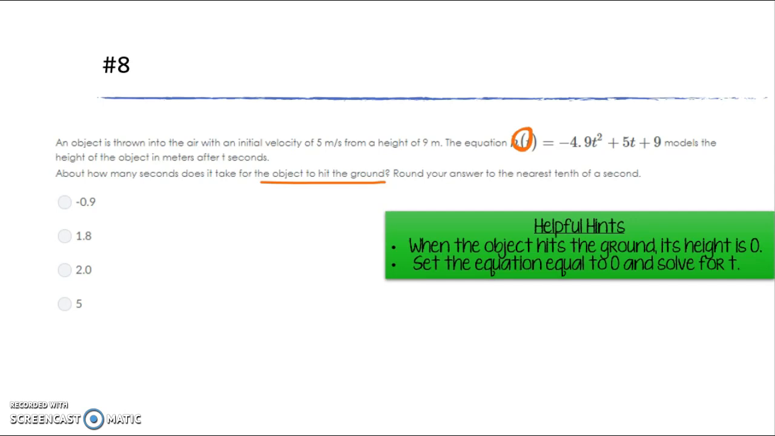You can use the quadratic formula, or you can use that online quadratic formula calculator, or you can test the answer choices individually by plugging them in the place of t and using your calculator to simplify, and you're wanting to get the answer as close to 0 as possible.